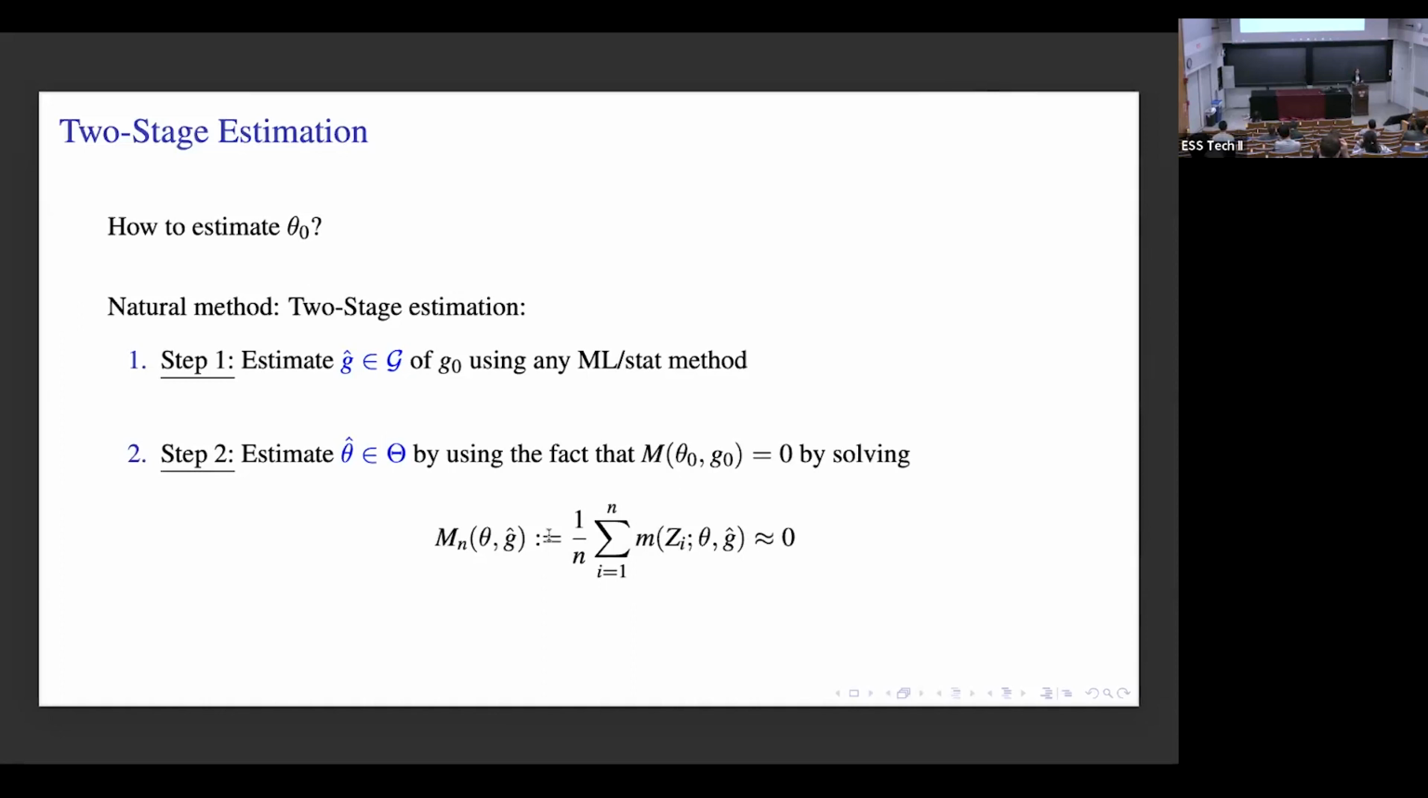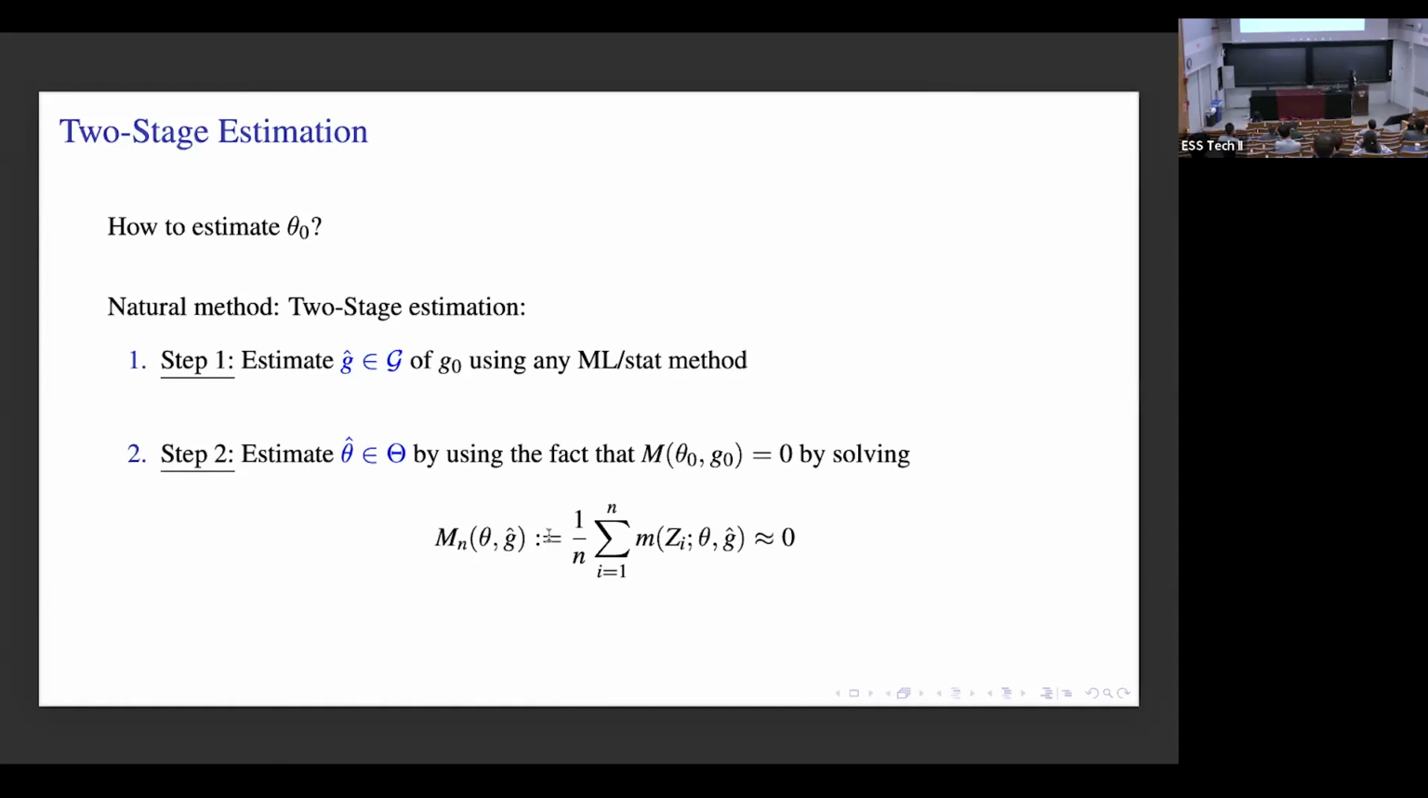And this is kind of natural. The true parameter is the solution to the equation. So we're going to take our estimator to be the solution to this empirical equation. Now, if you remember, theta 0 is a parametric estimand. So we would like to be able to estimate it at the parametric rate of 1 divided by square root of n.